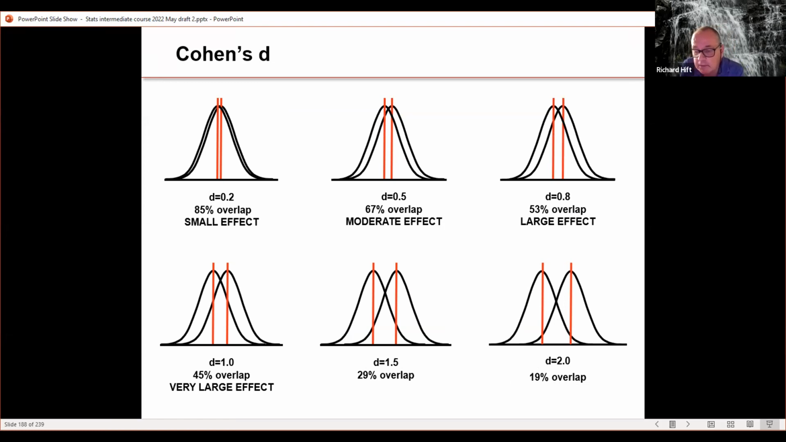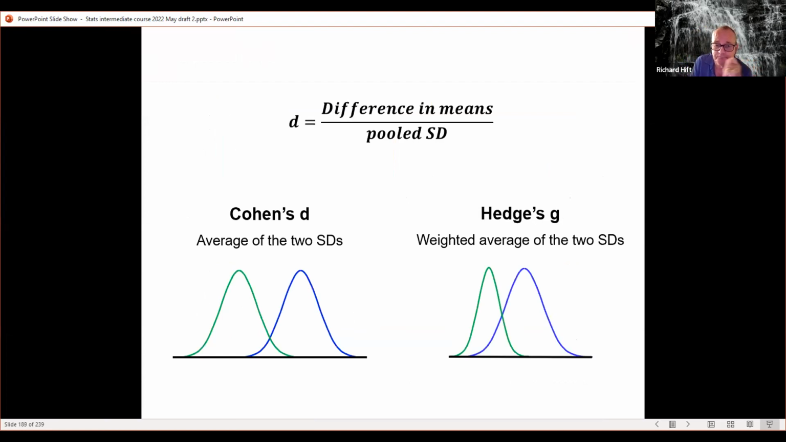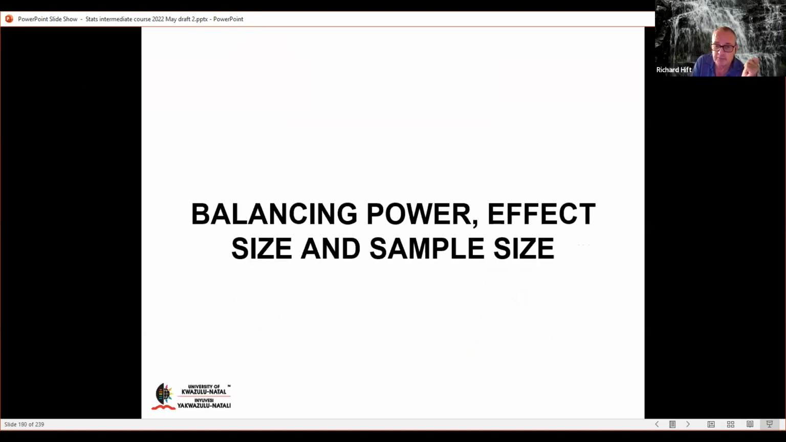By the time you get to about d equals 5 or something, there'll probably be just about no overlap at all. So there's d, the difference in means over the standard deviations. There's a similar thing called Hedges' g, but that's for different shaped curves where you pool, you weight the average, as opposed to just a straightforward average.